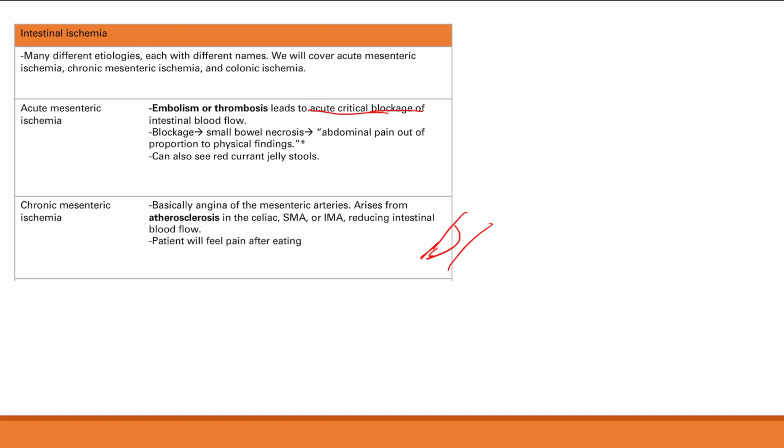And commonly what patients will have is pain after eating. And the theory here is that eating will shunt blood to the stomach. So there's less blood going to the intestine, more blood going to the stomach. And so now you're further compromising intestinal perfusion, and that's why the patient's going to feel pain.